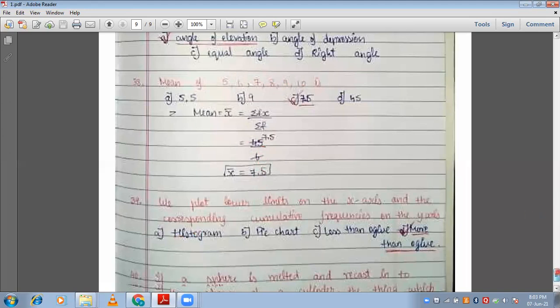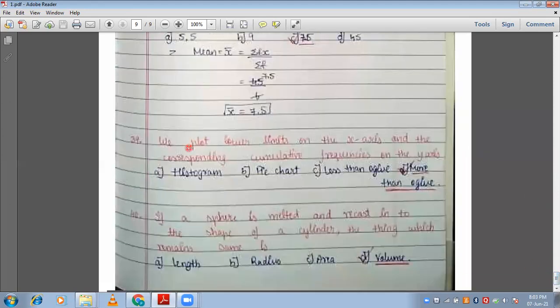Next. 39th question. We plot lower limit on the x-axis and the corresponding cumulative frequency on the y-axis. Then the graph is more than ogive.